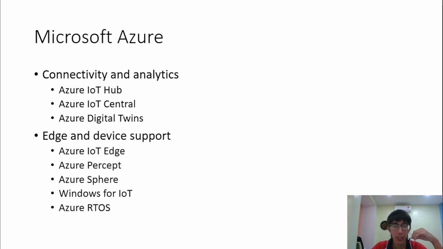And 2. Edge and Device Support, which consists of 5 sub-products, which are Azure IoT Edge, a runtime for edge devices, Azure Percept, a platform to integrate specialized hardware accelerators into the cloud, Azure Sphere, to connect microcontrollers developed by Microsoft silicon partners into the cloud, Windows for IoT, a Windows operating system license for IoT devices, and finally Azure RTOS, to provide a powerful operating system to resource-limited IoT devices.